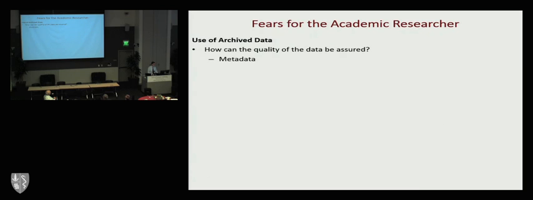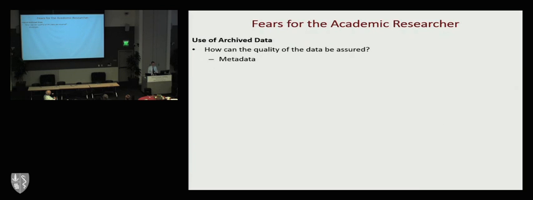So now turning to fears for the academic researcher. In terms of use of archived data, one of the biggest fears is how can you be sure that the data you're using is any good? For example, when I go look up those standard state free energies of formation, how do I know they're right?